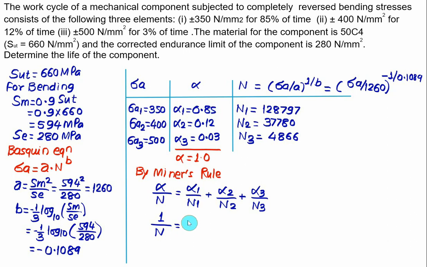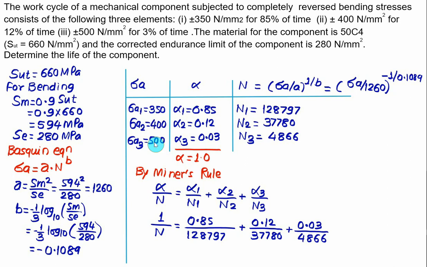and alpha 1 you have to substitute as 0.85. Correspondingly you have to divide it by the number of cycles N1, which is 128797, plus alpha 2 equal to 0.12 divided by N2, where N2 is equal to 37780, plus alpha 3 equal to 0.03 divided by N3, which is 4866.